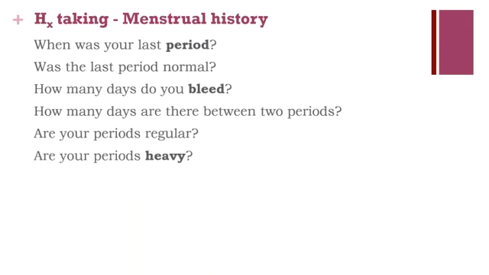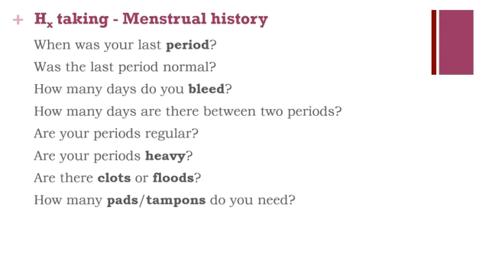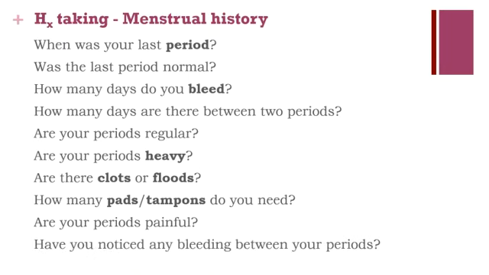Are your periods heavy? Are there clots or floods? How many pads or tampons do you need? Are your periods painful? Have you noticed any bleeding between your periods? Then you may want to pass on to the obstetric history.